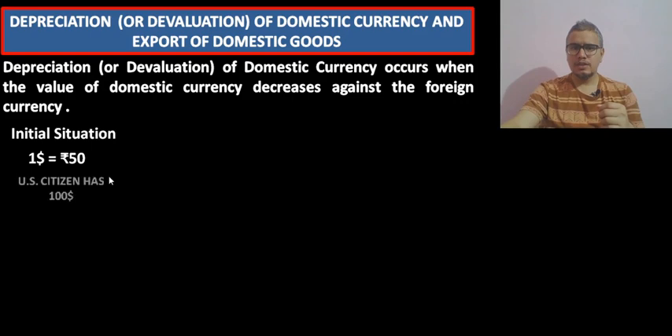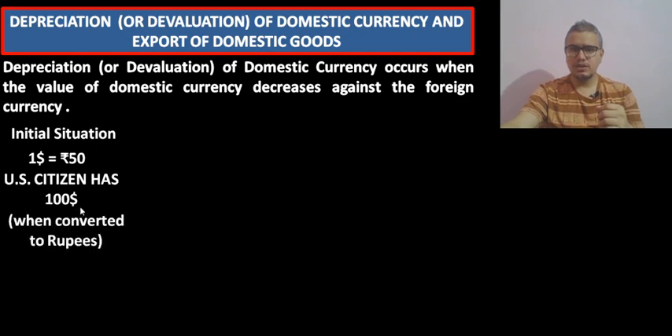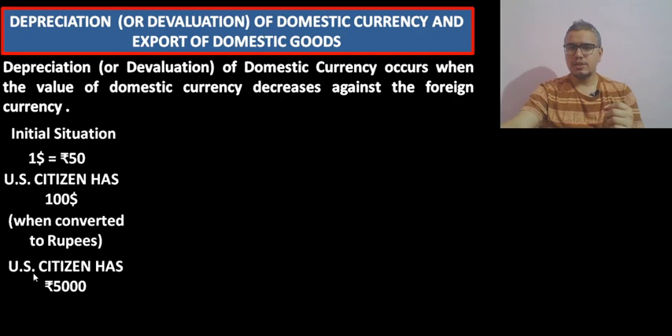Let us further assume that a US citizen has $100 with him. If we convert this US dollar into Indian rupees, we can easily calculate it: since $1 is 50 rupees, $100 will be 100 multiplied by 50 rupees, so the value which the US citizen has with him is rupees 5,000.